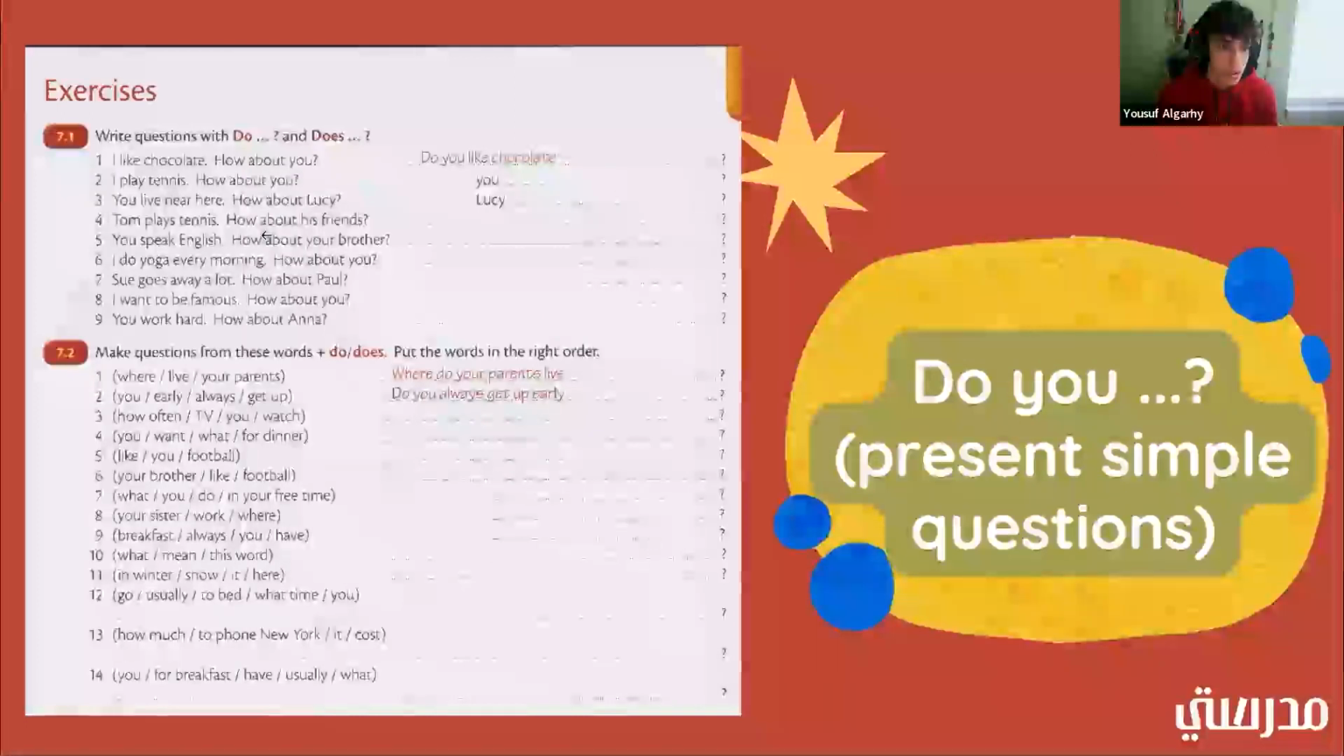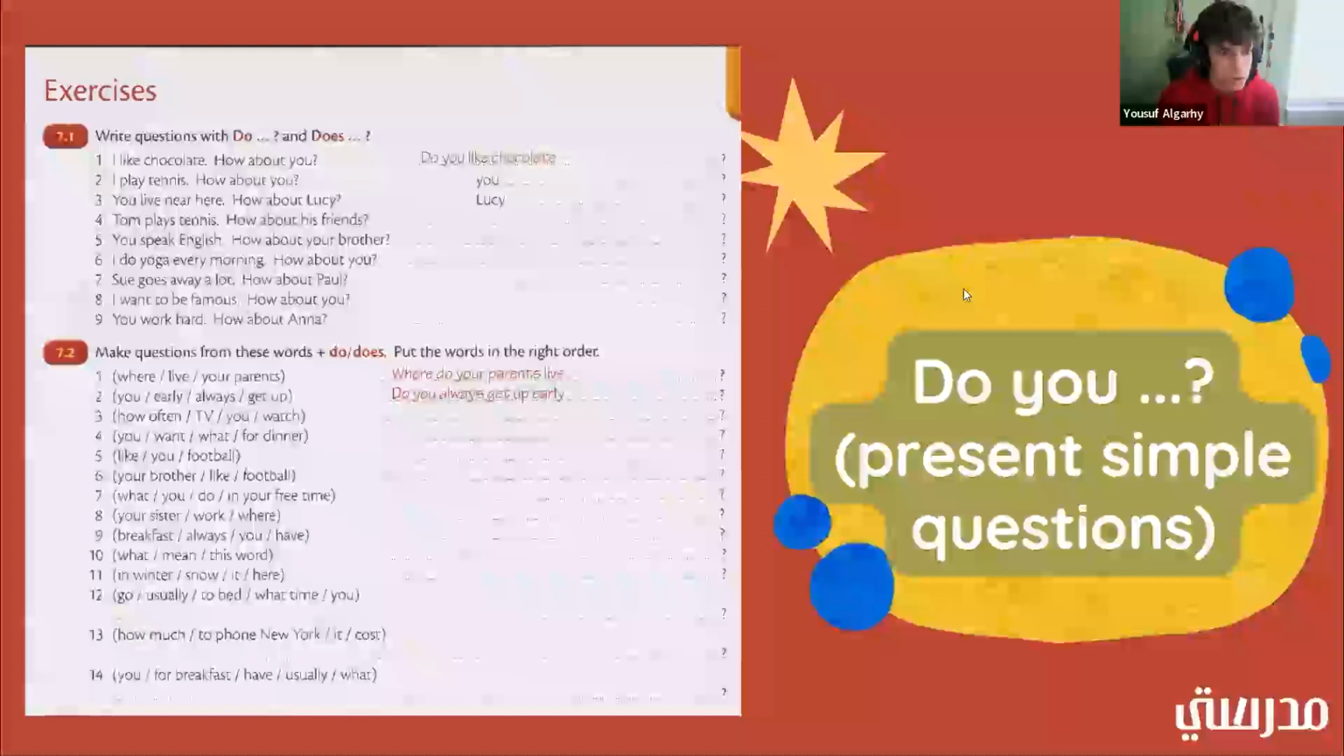All right. Number 3. You live near here. How about Lucy? That one would be, does Lucy live near here? All right. Number 4, Tom plays tennis. How about his friends? This one would be, do his friends play tennis? Number 5, you speak English. How about your brother? This one would be, does your brother speak English?